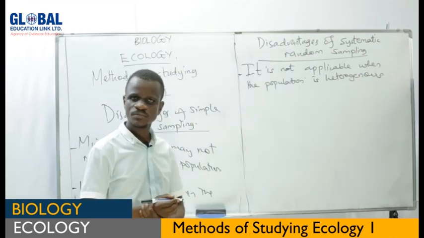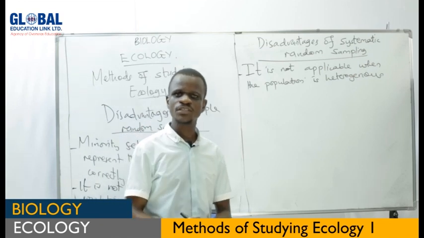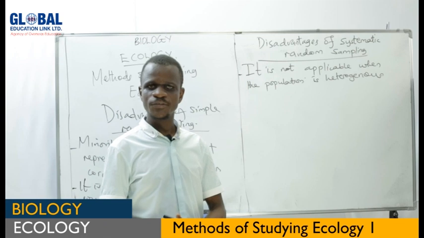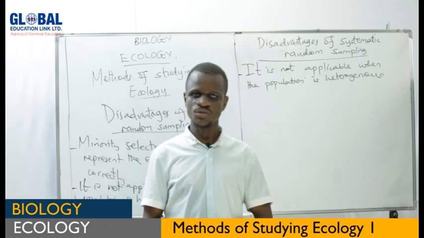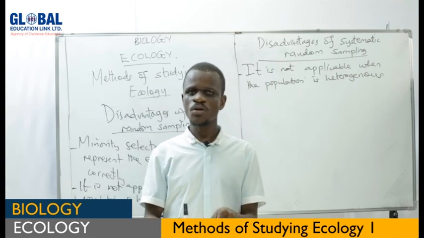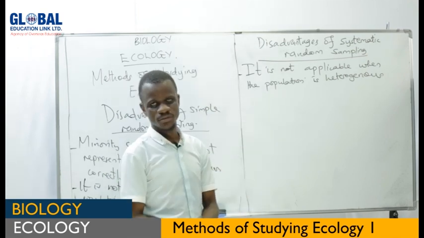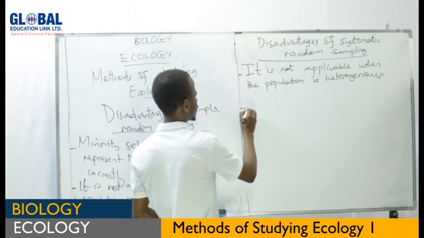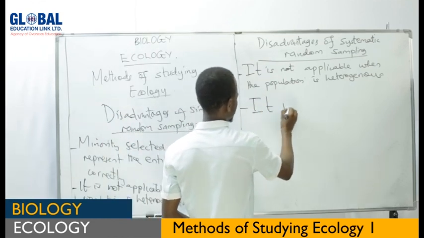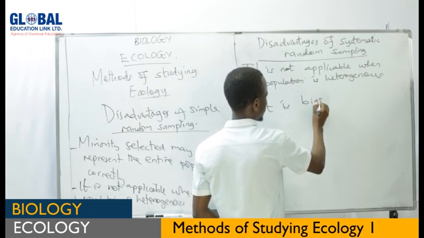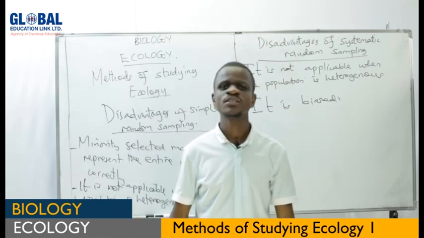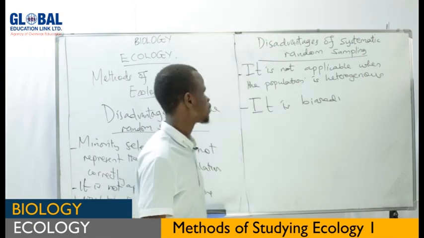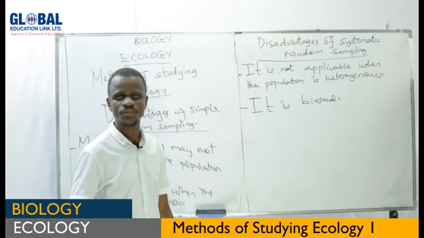My students, since you have a starting point, you have also a regular interval. This does not include all members. Therefore, the method is biased, since not all members of the population can be included in the sample. Therefore, the method is biased. Hope you are following, my student. You can pass through different books of biology. You will get more disadvantages of systematic random sampling.